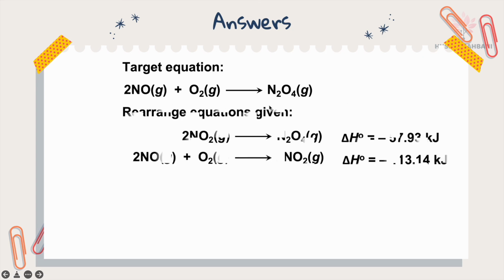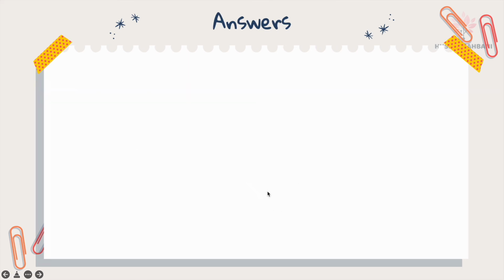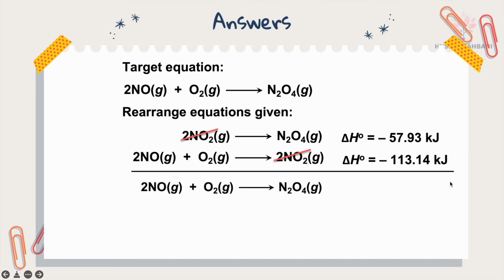First, write the target equation, and then you rearrange the equations given. In the equation given, N2O4 is the reactant, and in the target equation N2O4 is the product. So you have to rearrange the equation, and then you will get the delta H for the target equation. As in the step by step that I've shown you previously, just cancel out if you have the same species on the reactant side and the product side, and when you don't need something in the target equation, just cancel it out. Here 2 moles cancel out. You don't need NO2 in your target equation. There's no NO2 in your target equation. Whatever is in the reactants must be on the left side, whatever is in the products must be on the right side.